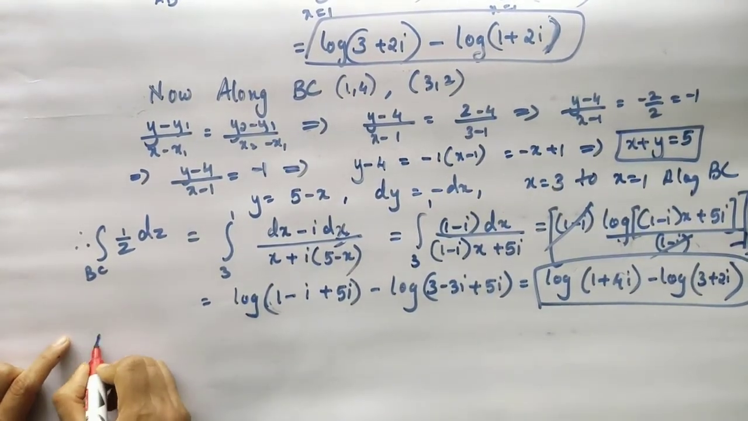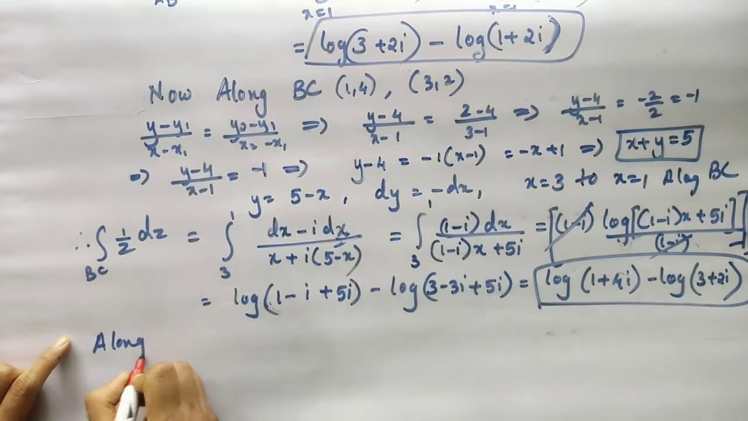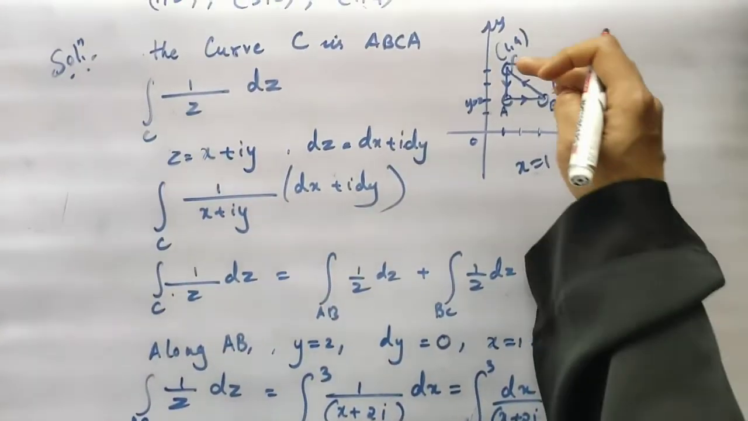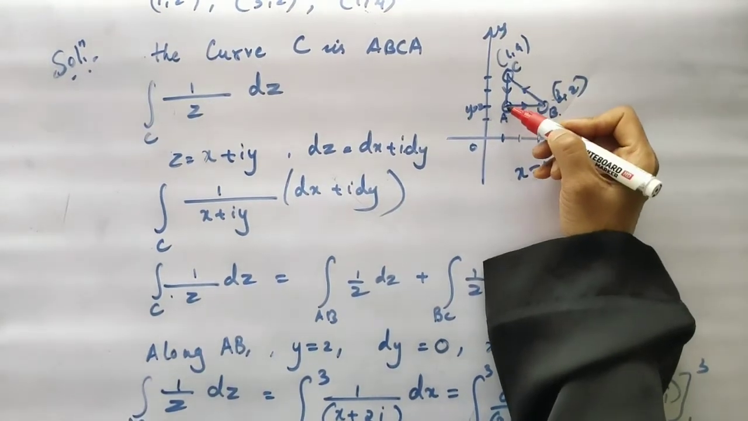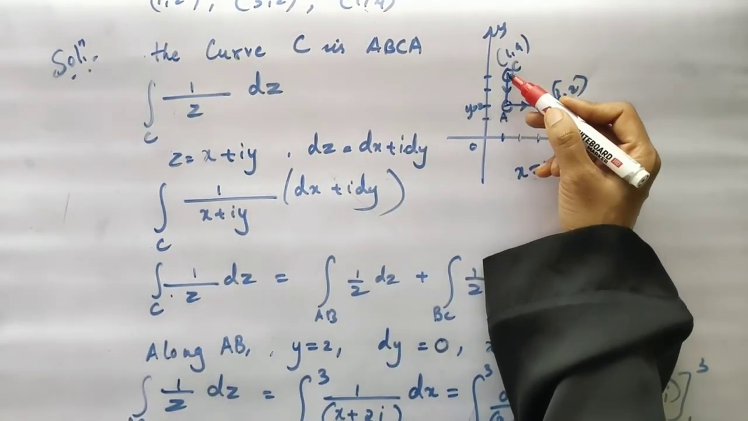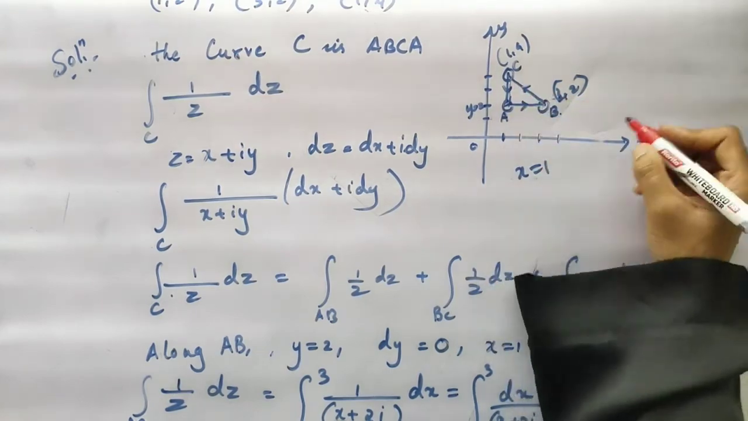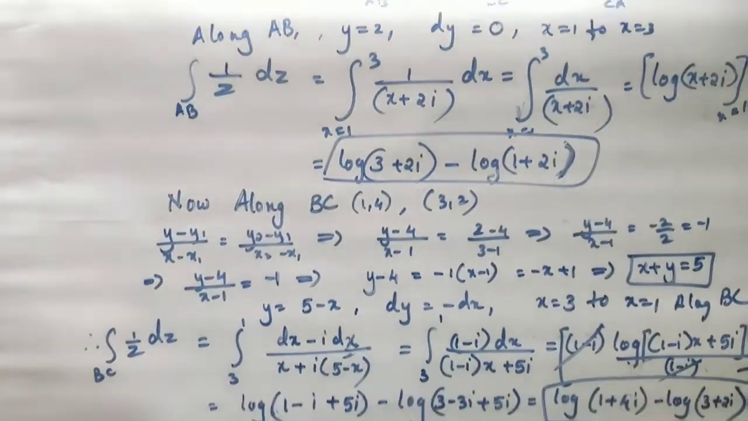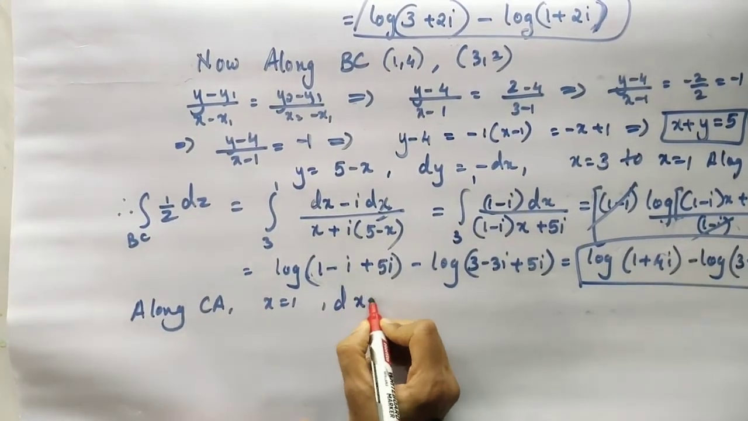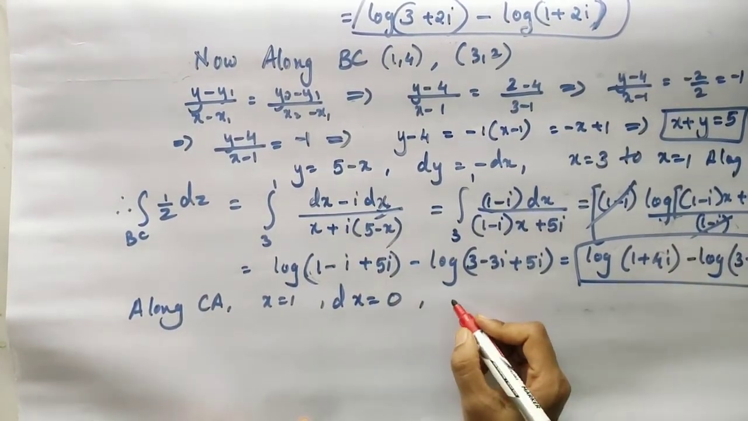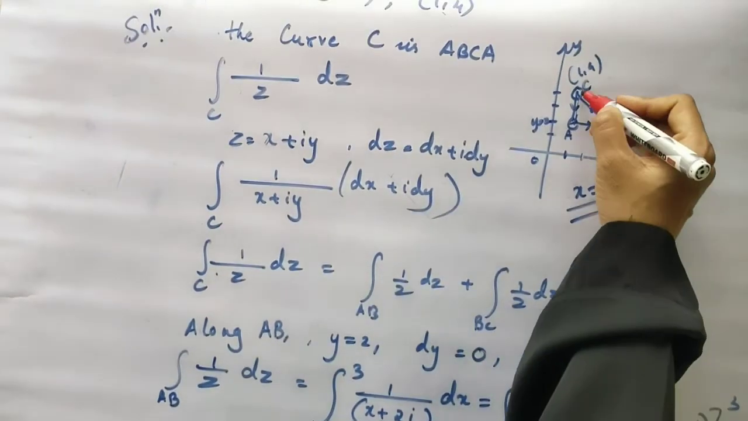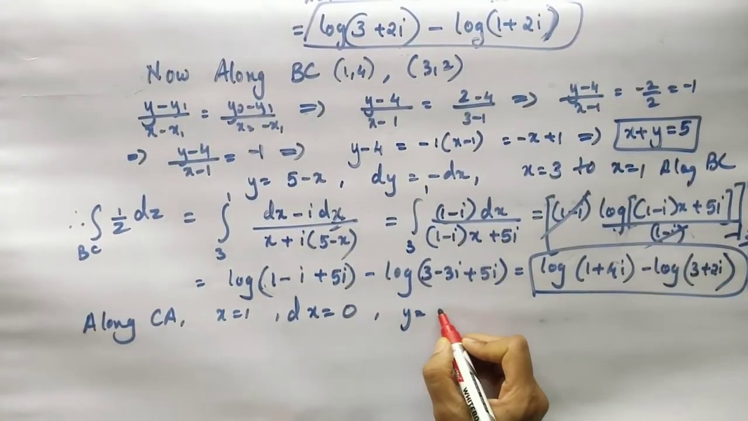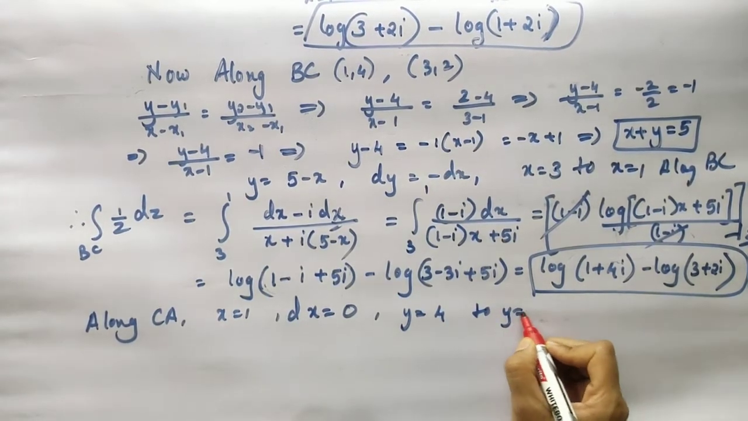Okay, along CA right now, CA is the line x is equal to 1. Just look at that. See here, at A x is 1, at B, at C also x is 1. So this represents a line x is equal to 1, right? So if x is equal to 1 is the line, what is dx then? It is constant, so dx will be 0. How is y varying? At C it is 4, at A it is 2. So y is varying from 4 to y is equal to 2.